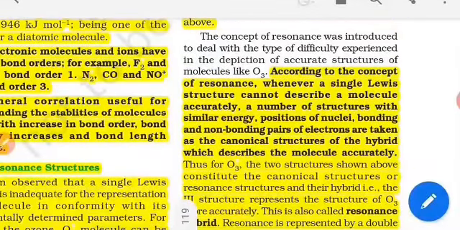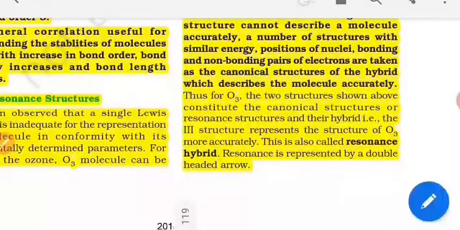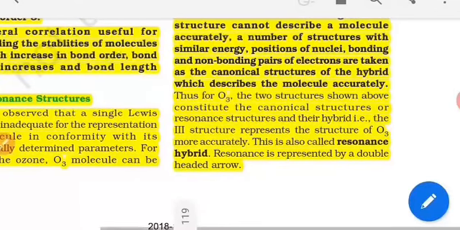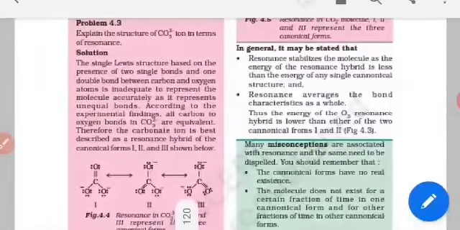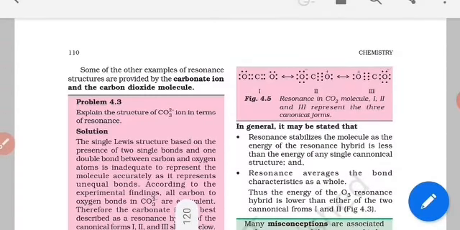So according to the concept of resonance, whenever a single Lewis structure cannot describe a molecule accurately, a number of structures with similar energy, positions of nuclei, bonding and non-bonding pair of electrons are taken as the canonical structures of the hybrid, which describes the molecule accurately. So resonance hybrid is associated with least energy, and hence it is said to be the most stable structure, and canonical structures are associated with high energy. So canonical structures are not stable, whereas hybrid structure is a stable one.